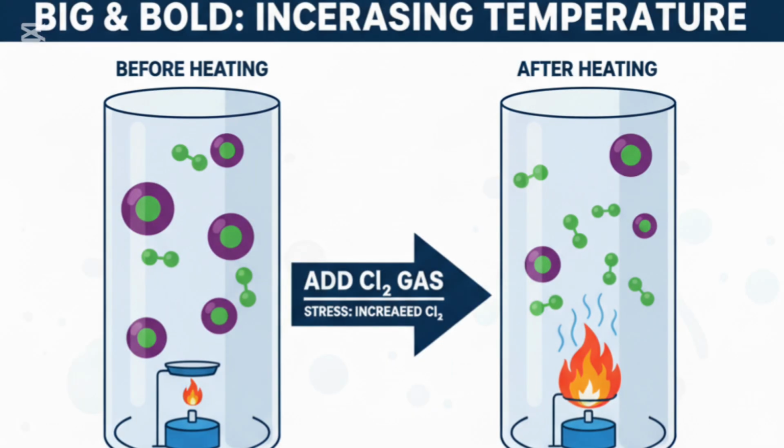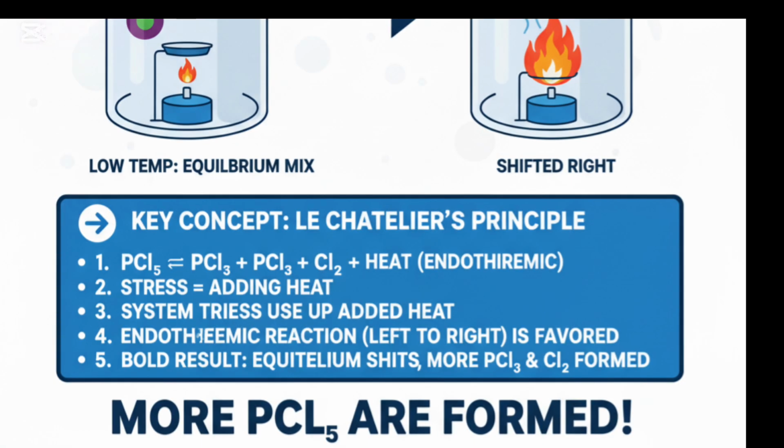Q3. What happens if the temperature is increased? The forward reaction is endothermic, so increasing temperature favors the endothermic direction, that is, the forward reaction. So, the equilibrium shifts to the right, producing more PCl₃ and Cl₂.